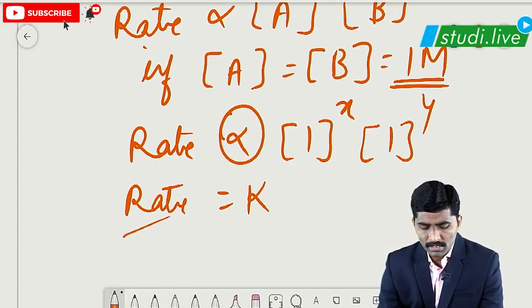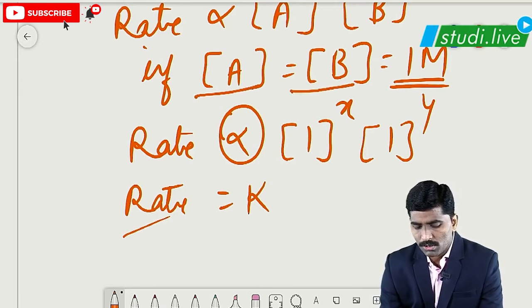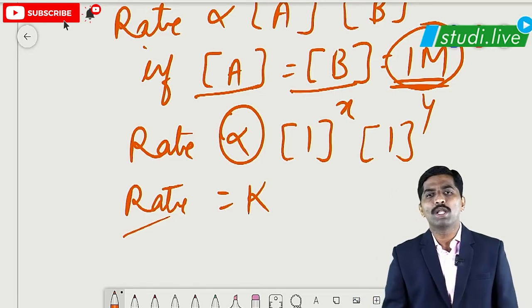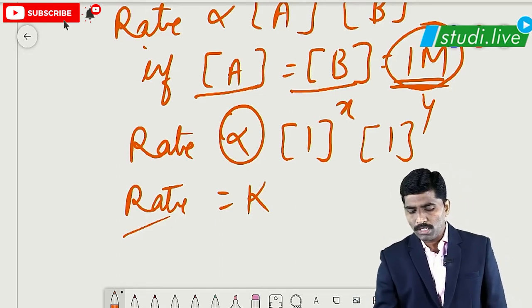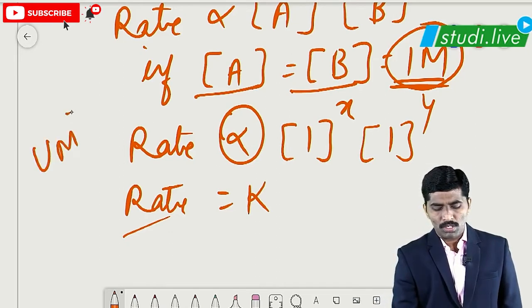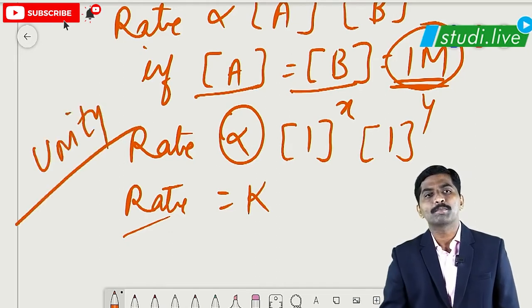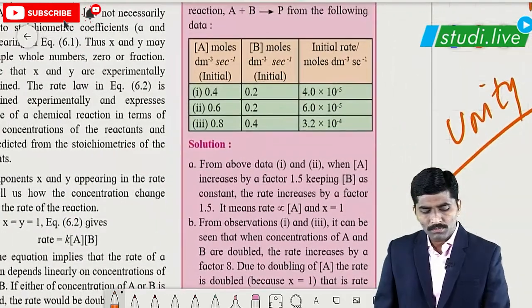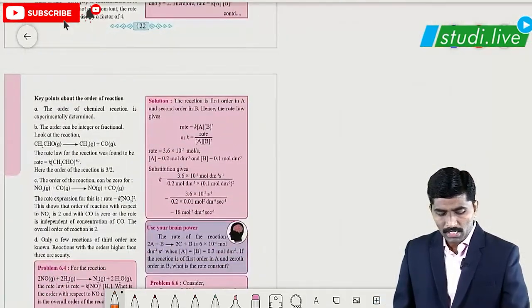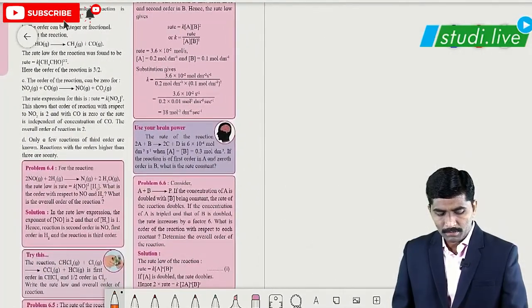But what is the condition? Concentration of reactant must be exactly 1 molar only. That 1 molar value is also known as something called unity. Okay. Further, we will move to the concepts of molecularity and order of reaction.